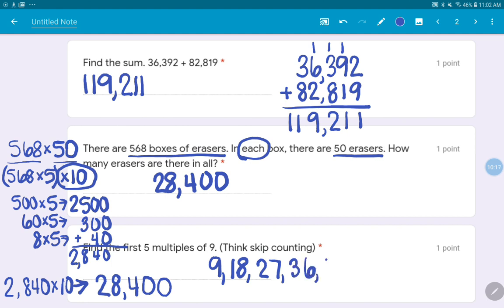Very good. 9 times 1 is 9. 9 times 2 is 18. 9 times 3 is 27. 9 times 4 is 36. And 9 times 5 is 45. I just added a 10 every time. Okay, that's a good strategy. Amy said she added a 10 every time and then just took 1 away to get back from 10 to 9.